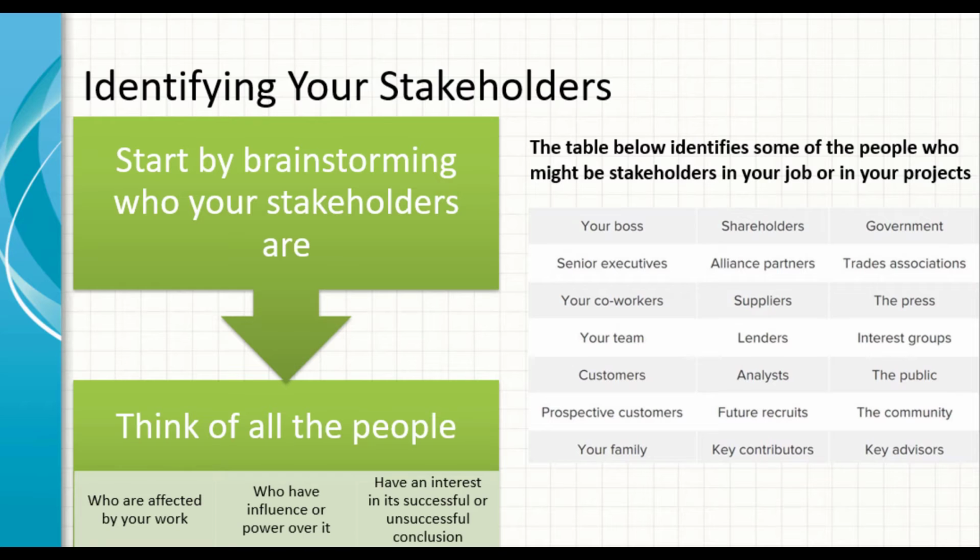So, right off the bat, it's crucial to identify all the stakeholders of your project. You should probably start off with a good old-fashioned brainstorm. You can center your brainstorm around three main thoughts. One, think of all the people who are affected by your work. Two, think of all the people who have influence or power over your work. And three, think of all the people that have an interest in its successful or unsuccessful conclusion. As you can tell by the table on the right over here, the term stakeholder can apply to many different kinds of people and groups.